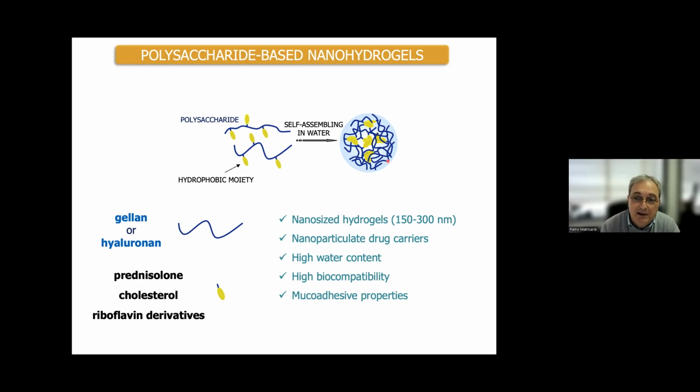So the nanohydrogels based on the self-assembling process have a double nature, hydrophobic and hydrophilic at the same time. In my lab, we do today, and I hope also in the future, these nanogels. We produce the nanogels by using gellan and hyaluronic acid, or hyaluronan, that are two well-known polysaccharides. And as hydrophobic moieties, we use prednisolone, cholesterol, and derivatives of riboflavin. By using a combination of these systems, it is possible to obtain nanosized drug carriers with a high water content, high biocompatibility, and also mucoadhesive properties.